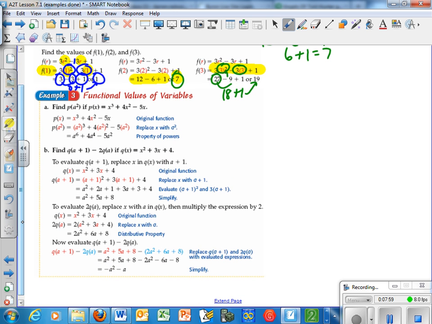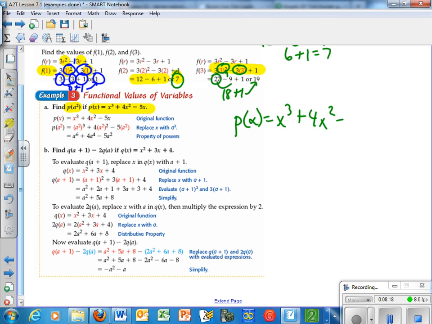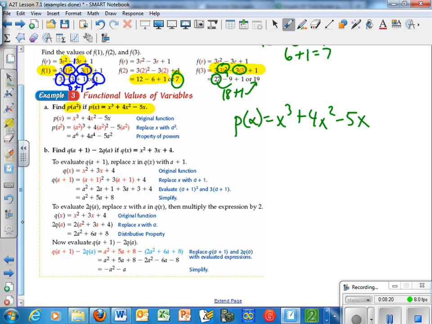Okay, now what's going to change is when you plug in not a numeric value, which you're more familiar with. Now notice what they say. Find p of a squared given this function. So p of x equals x cubed plus 4x squared minus 5x. And they want me to find p of a squared. So well, the key thing is you're not putting a number like 2 or 3 in there for x. I'm putting in a squared every place I see an x and then following order of operations.